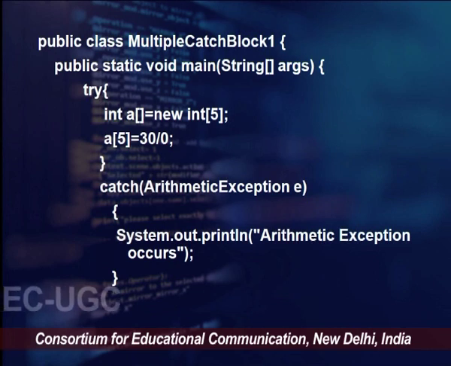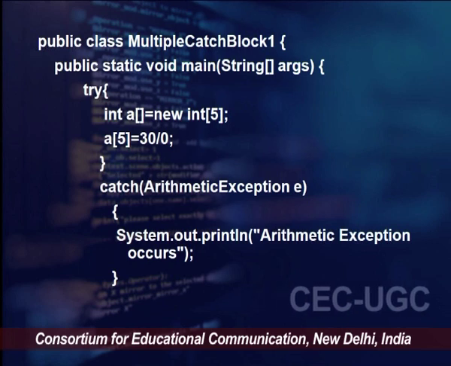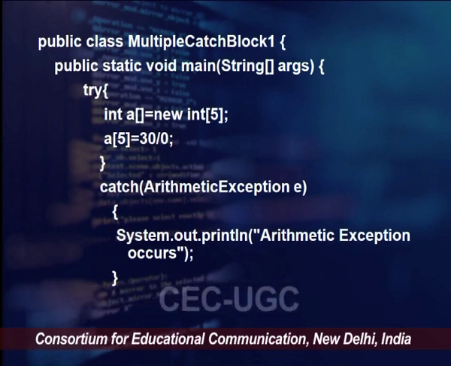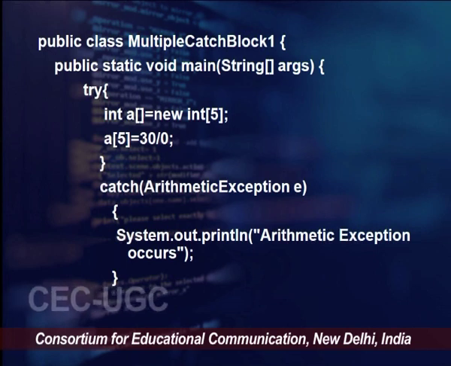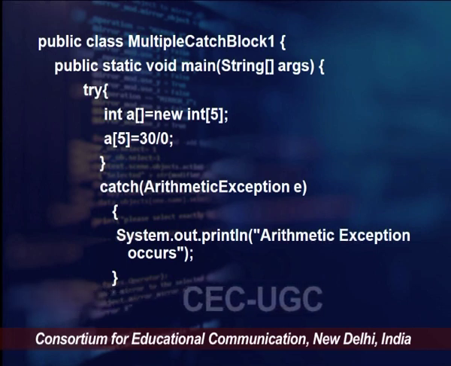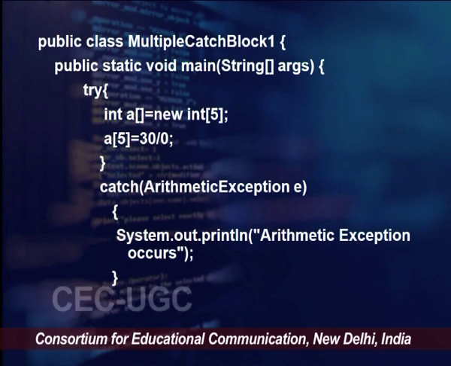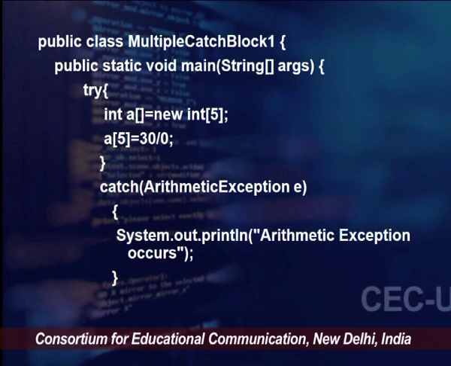So, here we have written multiple catch statements. One is the arithmetic exception e, and please notice that the program is not complete here. Another is the array index out of bound exception, with the corresponding body of the catch block, and finally we have the parent class exception e, which says parent exception occurs, and then the rest of the code. Now, the question here is which particular exception is going to be raised.